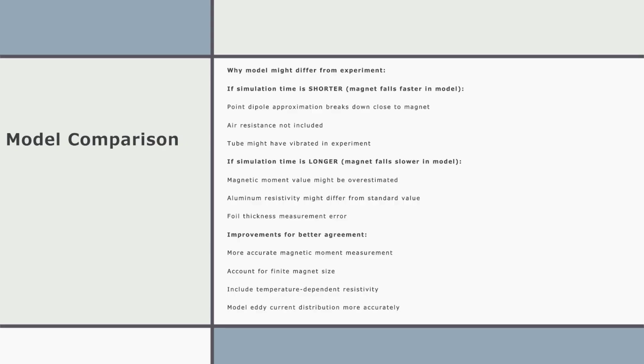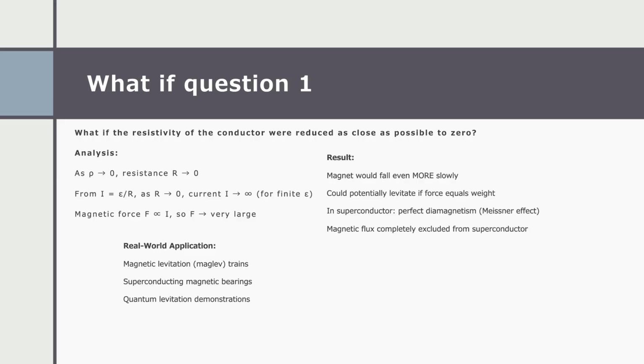Improvements could be that we could have more accurate magnetic moment measurement, account for finite magnet size, include temperature-dependent resistivity, and then model current distribution more accurately.